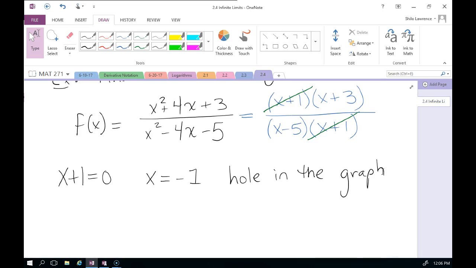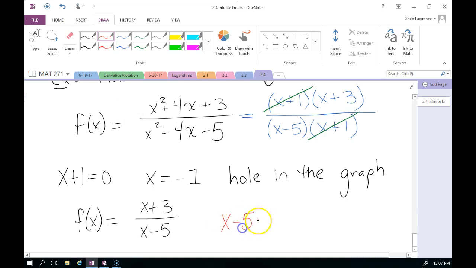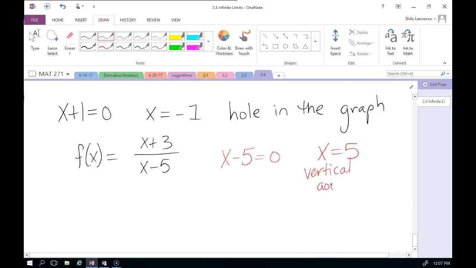So the simplified version of this function is just x plus 3 over x minus 5. And that cannot be simplified any further. So now that it's completely simplified, anything that would make the denominator 0 is going to give us a vertical asymptote. So now that it's simplified, we can set our denominator equal to 0 and solve, and we get x equals 5. That is our vertical asymptote. So this graph has one vertical asymptote at x equals 5.